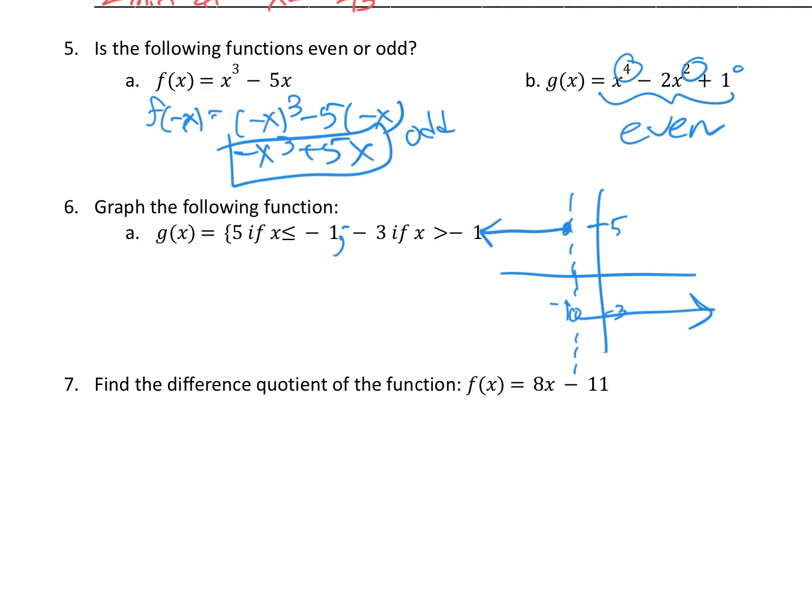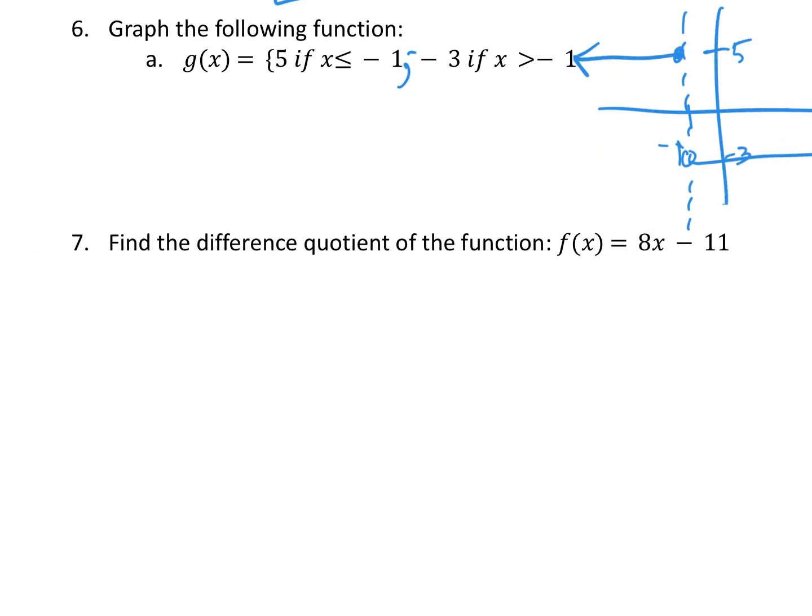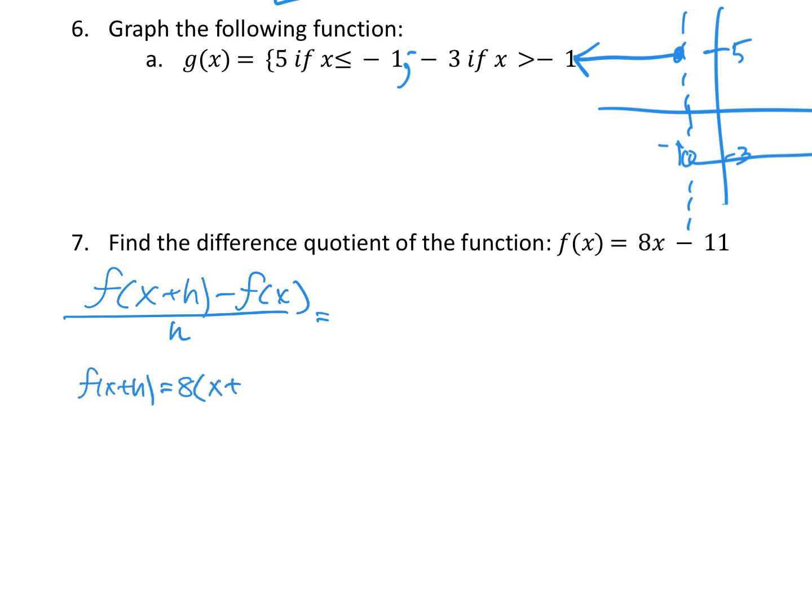Difference quotient. Now let me be very clear. You will be asked to find the difference quotient. So you have to remember the formula, which really isn't too bad. It's just f of x plus h minus f of x all over h. And so we have to find f of x plus h, which will be 8 parenthesis x plus h minus 11, 8x plus 8h minus 11.